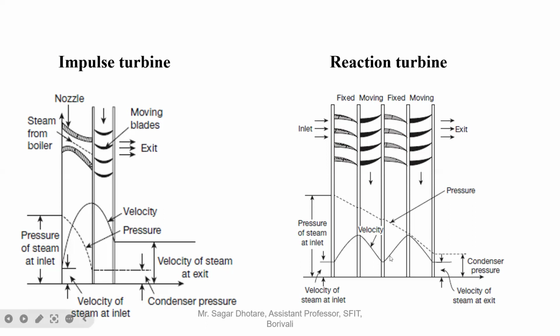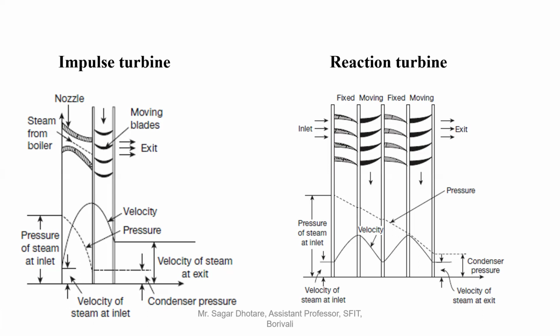But in reaction, the pressure initially is very high. When the steam passes through the fixed blade, it reduces. When it again passes through the moving blade, it again reduces. So it is never constant anywhere. So pressure is continuously and gradually reduced at each step.